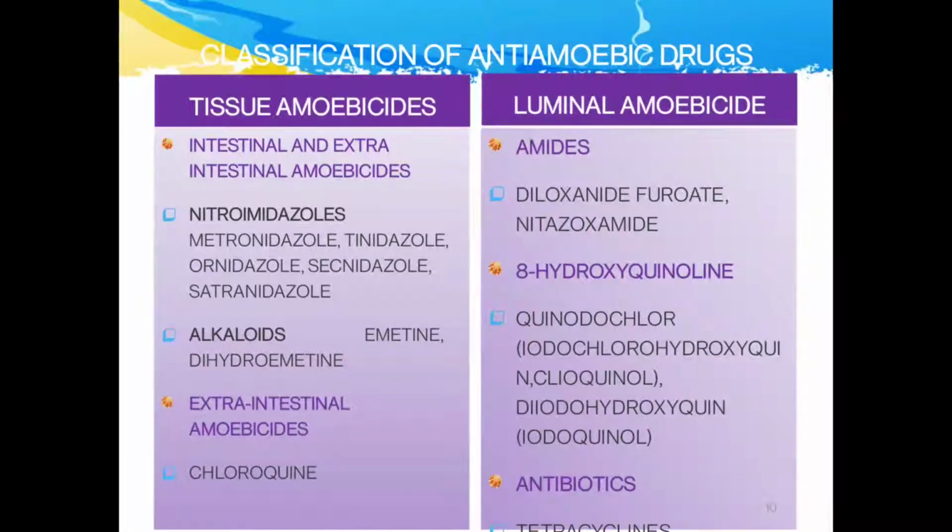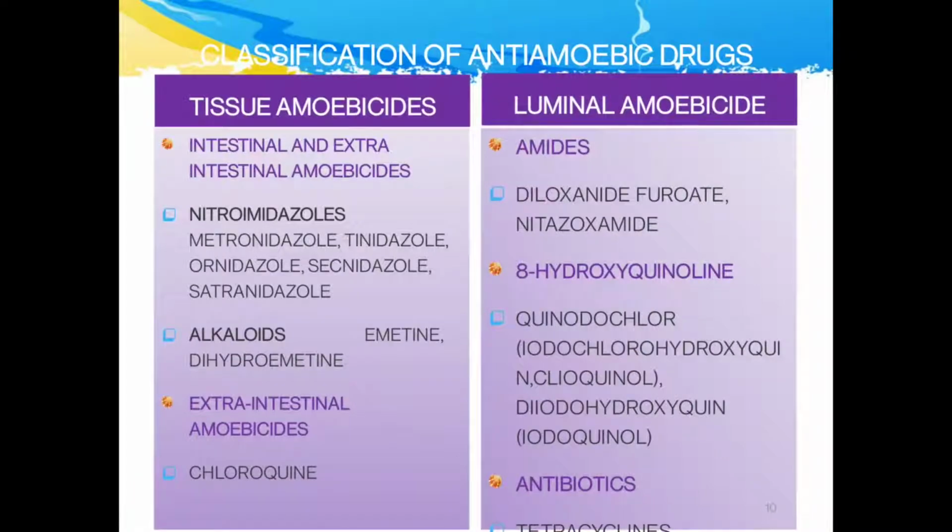So we will now further, our main topic is to study the pharmacology. The classification of anti-amoebic drugs: tissue amoebicides and luminal amoebicides. So two types we have divided, as shown in the PPT. First we will discuss the intestinal and extra-intestinal amoebicides and amides.